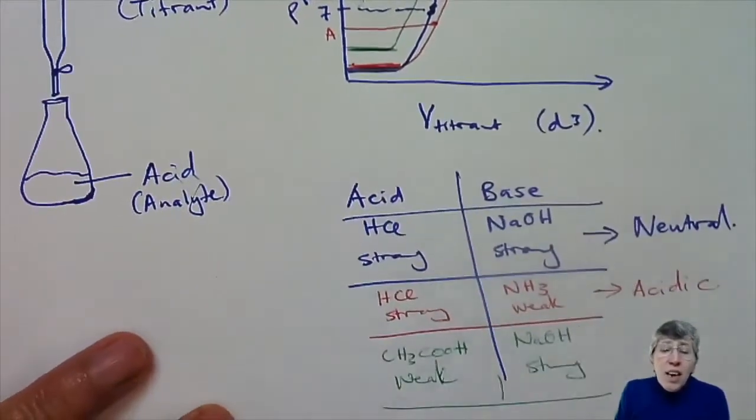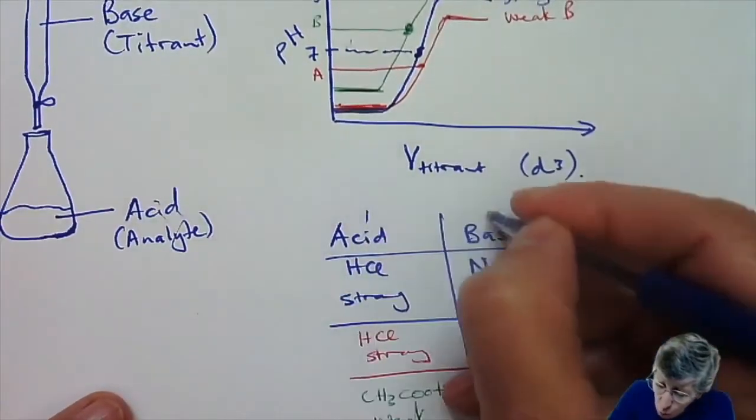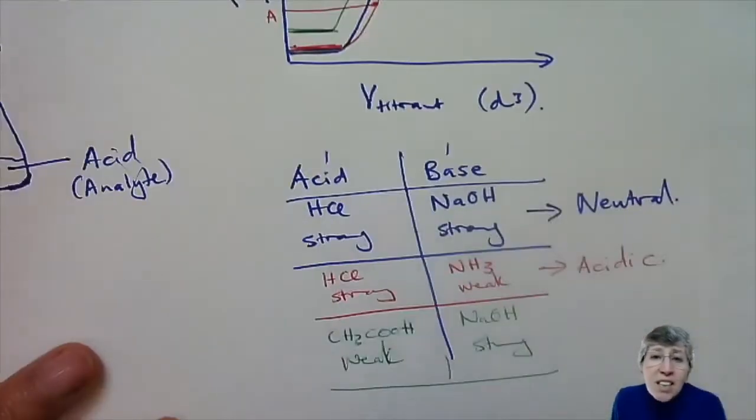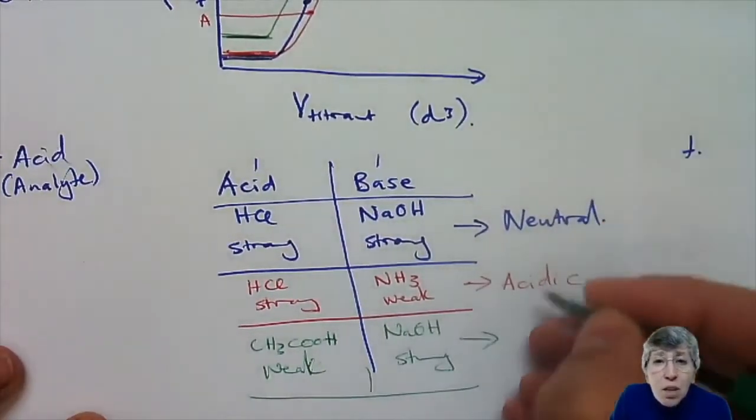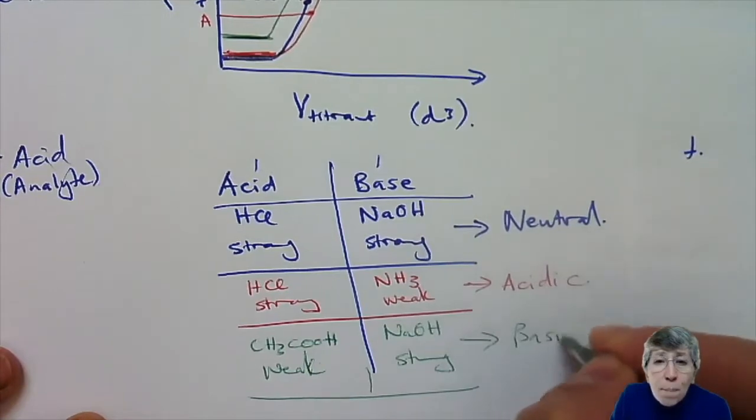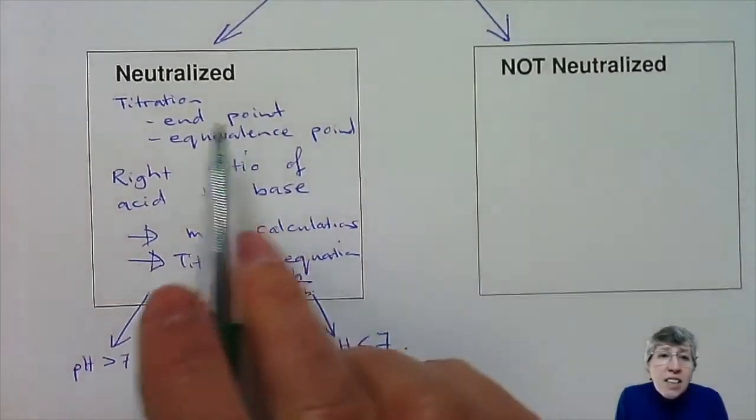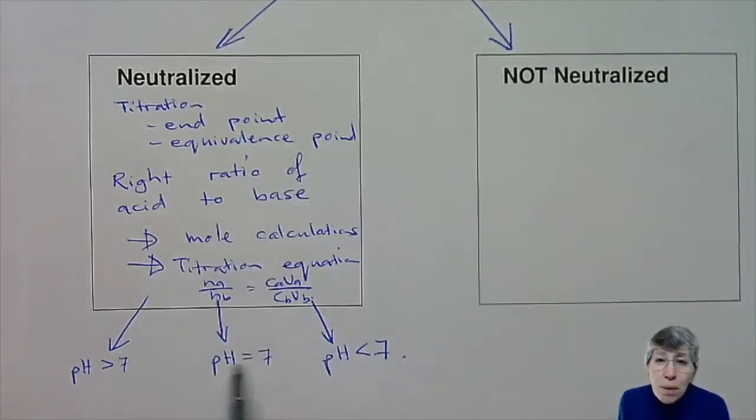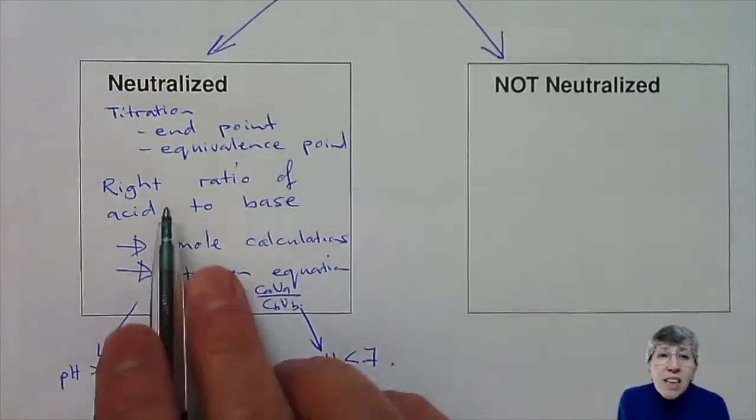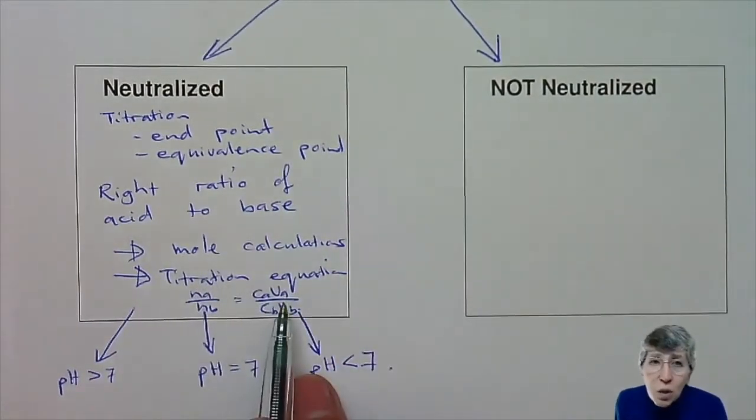So even though you added 1 to 1, even though they're in the ratio 1 to 1 at the end point, it does not mean that that end point is 7. It can be neutral, acidic, or basic. Right. So very important. Neutralized only tells you that they're in the right ratio. It does not tell you that the pH is 7, right? It tells you they're in the right ratio. You can use a mole equation or the titration equation.